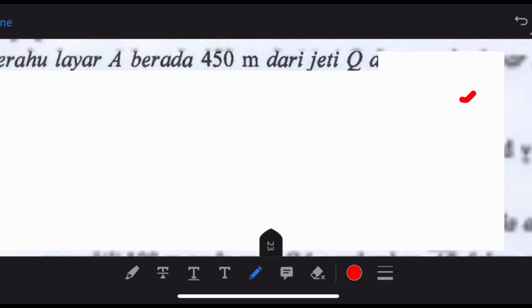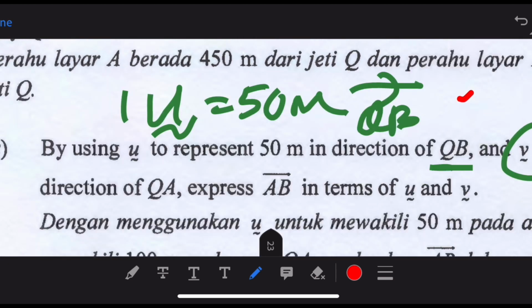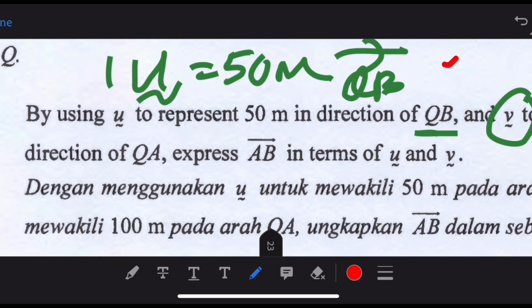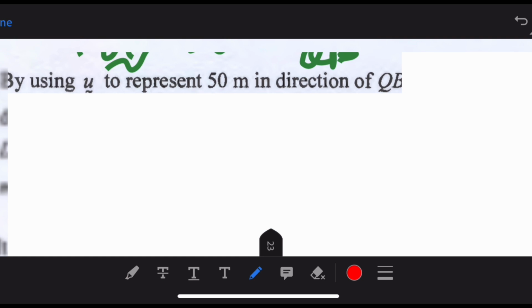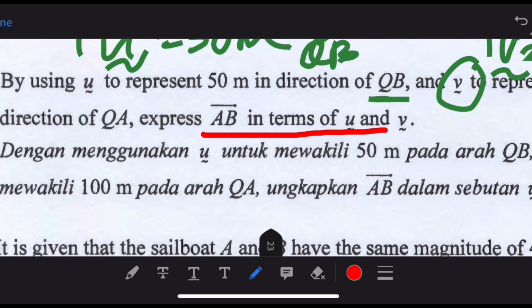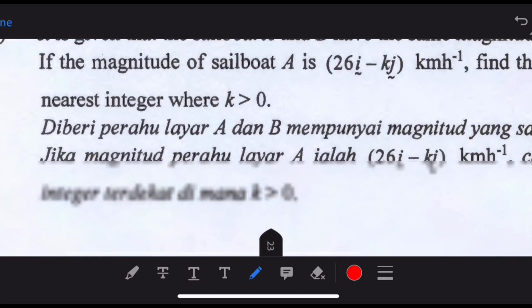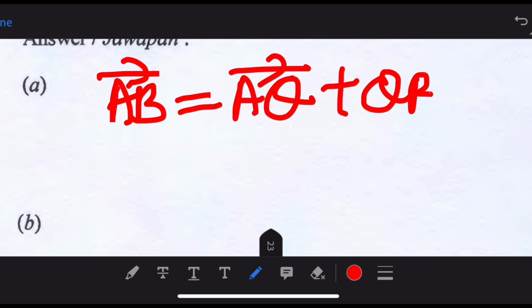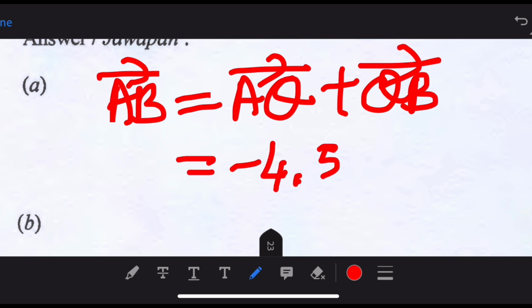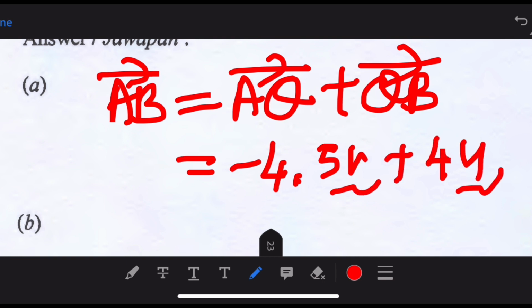Finally, they will ask you to express the vector AB in terms of u and v. So you have to add the two vectors, then that is your answer in terms of u and v. So AB equals AQ plus QB. Then we will substitute all the vectors inside there: negative 4.5v plus 4u.